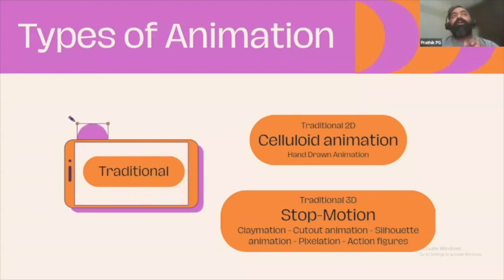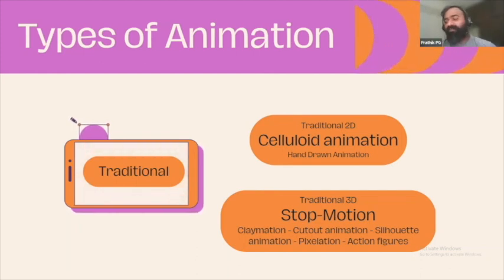In traditional 2D, we have something called celluloid animation, or whatever you call 2D animation. It's called hand-drawn animation. I won't say it was the very first form of animation, but it was the earliest form. It started with how they interpreted movement, how a small drawing can be manipulated by keeping different images. That is how traditional 2D started.